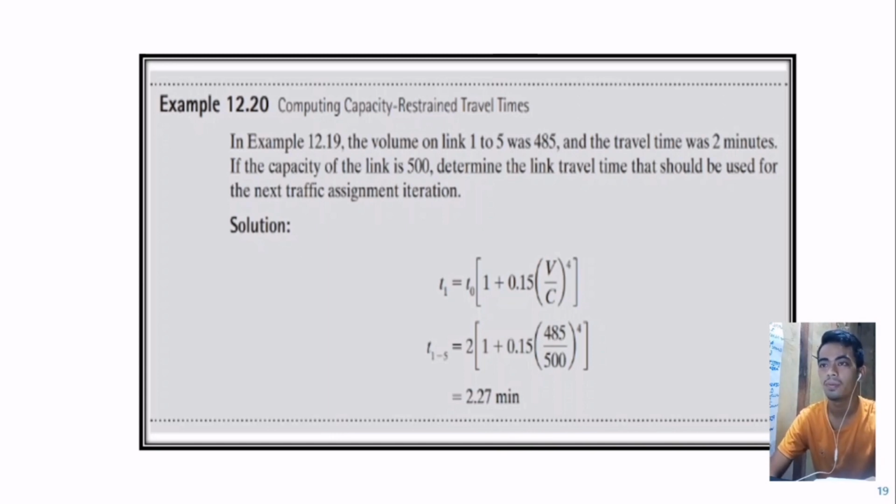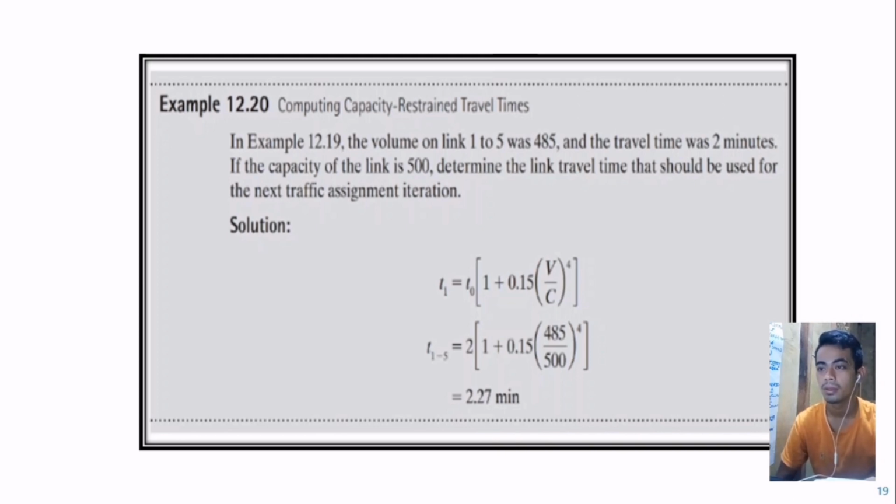So the volume on the link 1 to 5 was 485 and the travel time was 2 minutes. If the capacity of the link is 500, determine the link travel time that should be used for the next traffic assignment iteration. The solution is T sub 1 equals T sub 0 times the quantity 1 plus 0.15 times the quantity of V over C to the fourth power.